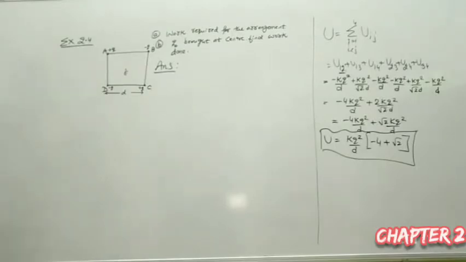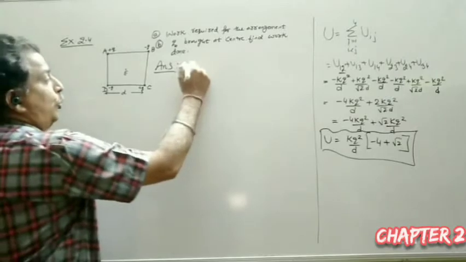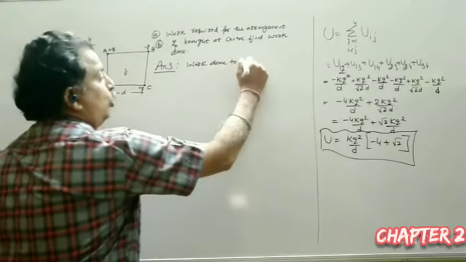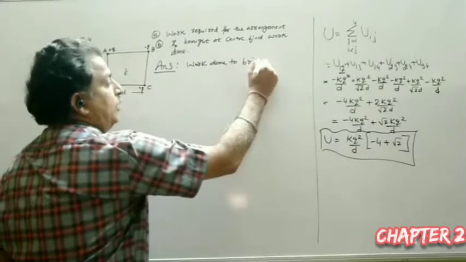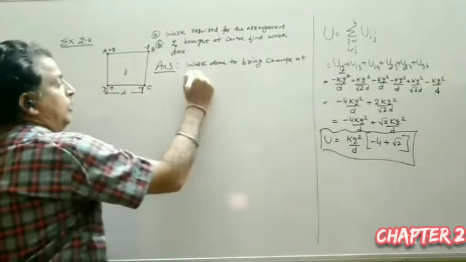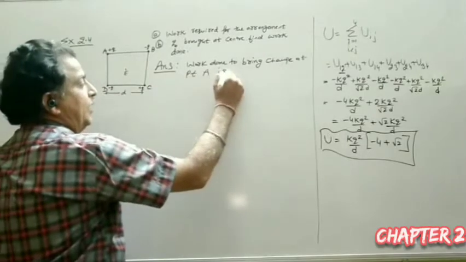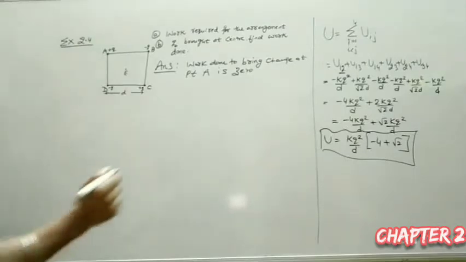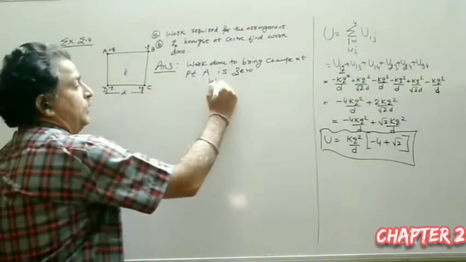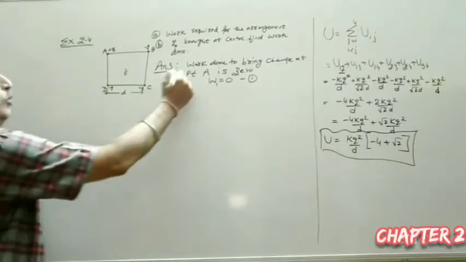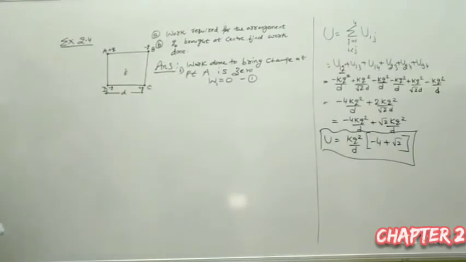Number 1, first we bring a charge at point A. The work done to bring a charge at point A is 0 because there is no electric field in the system. So W1 is equal to 0. This is our first step, or you can say equation number 1.